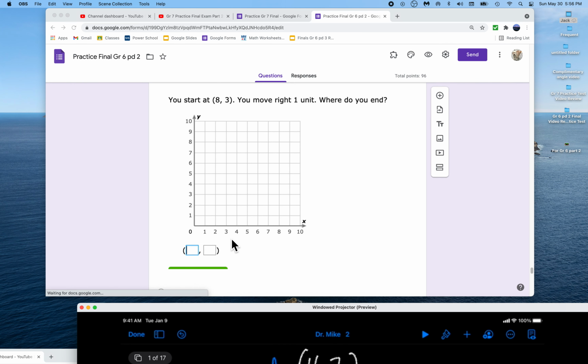Next one, another movement problem. You start at 8, 3. Okay, so here we go. 8, 3. You move to the right 1 unit. Okay, so now we're not going up or down. We're moving to the right 1 unit. So that's going to be 9, 3 right there. Let's do that again. Start at 8, 3. So you got to get to the right spot. 8, 1, 2, 3 right there. You move to the right 1 unit. That's where you end up. That would be 9, 3.